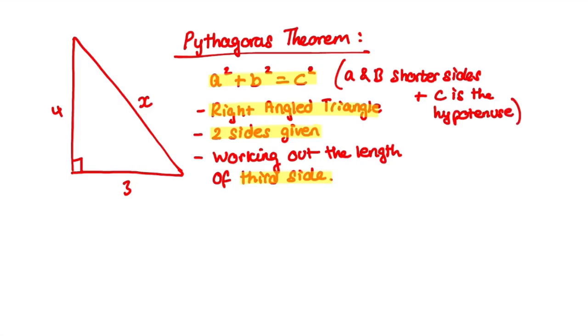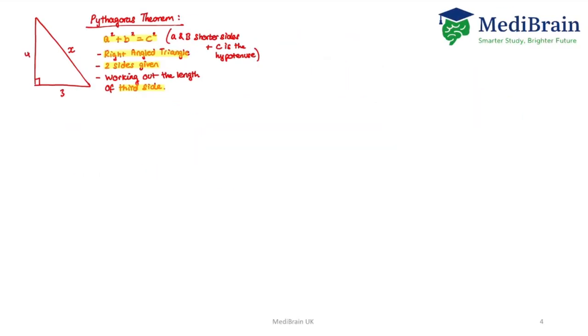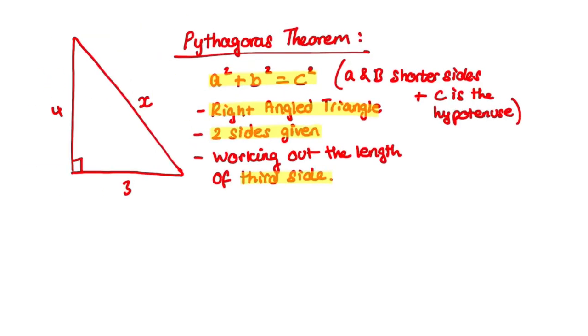Okay, so that's when you use Pythagoras' theorem. Right angle triangle, formula is a squared plus b squared equals c squared. You must be given the length of two sides and you're working out the length of the unknown side. Okay, so that's lesson one. We looked at Pythagoras' theorem.